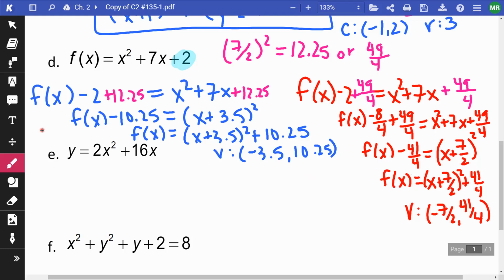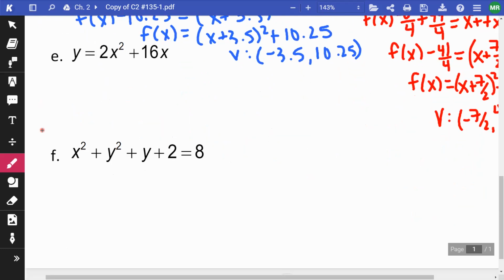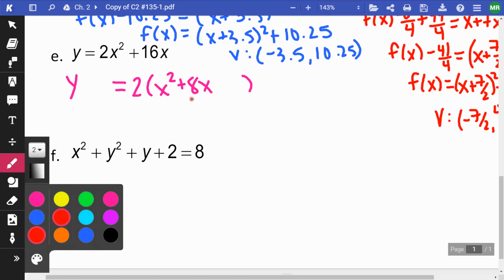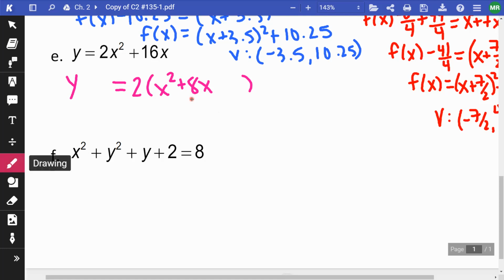So on letter E, there's nothing to take to the other side. So this is going to be y equal, and here I'm going to give myself some space though. I'm going to take out a 2 from both of them, and I'm going to have x squared plus 8x, and I'm going to leave some space. And then I'm going to take half of 8 and then square it. So I'm going to get a different color. Okay, so I'm going to be doing half of 8 and squaring it. So half of 8 is 4, 4 squared is 16. So I'm adding 16 here.